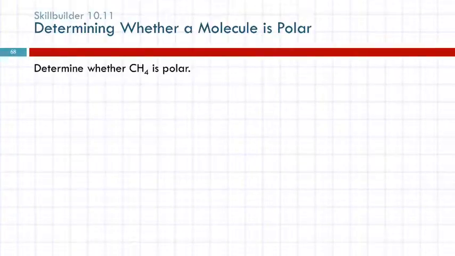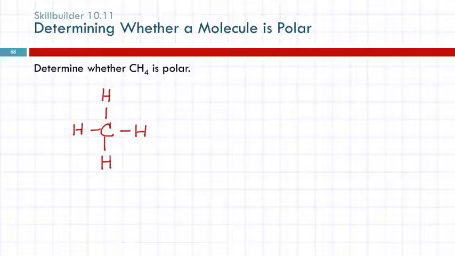So let's use my alternate method to figure these out. Determine whether CH4 is polar. Well, first we need the Lewis structure. Not going to spend a lot of time on it, it is like that. There's no lone pairs on anything.